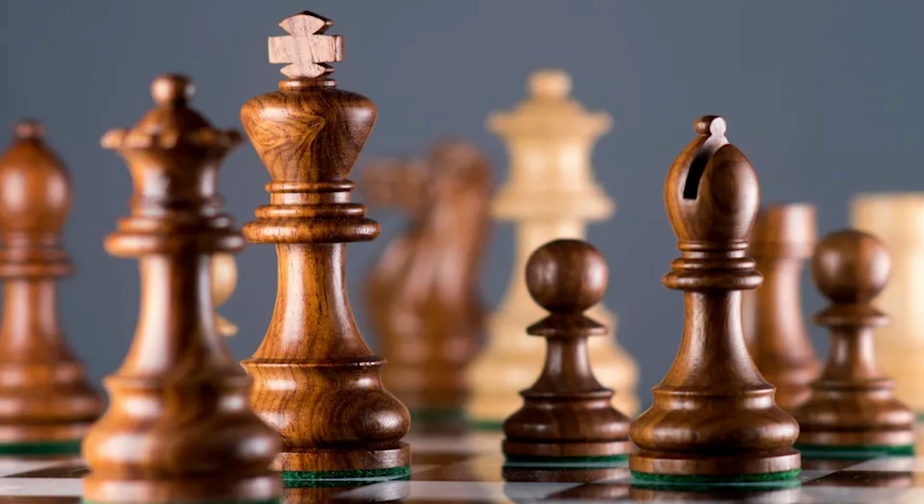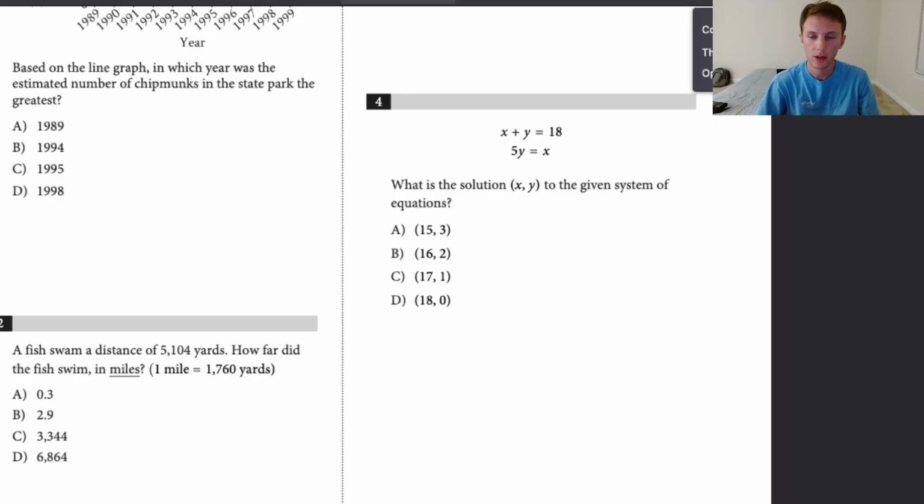Part 5, strategy. Okay, the first strategy I want to go over is called back solving. This is where you plug the answer choices into the question to check if they're right without actually solving the question yourself. This is super useful because most questions on the SAT are multiple choice, so if you know the strategy, you can just get it without solving it.